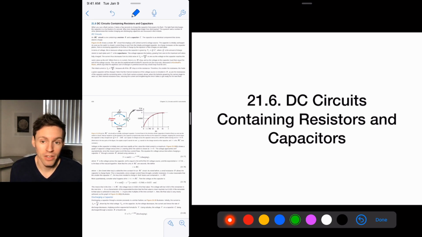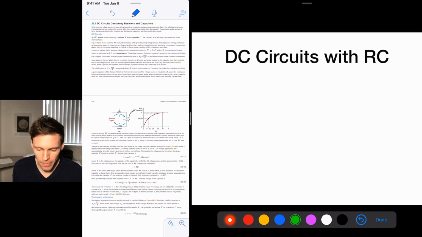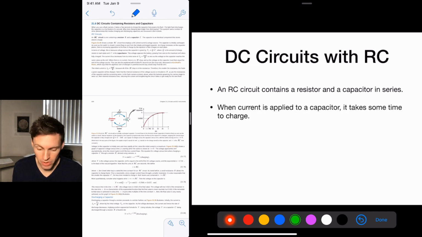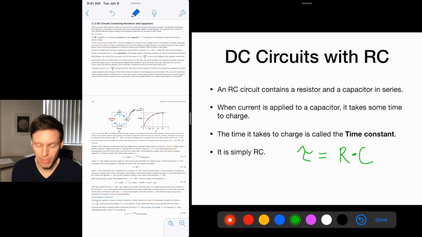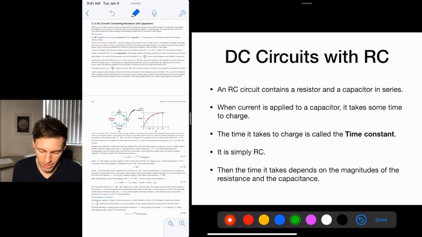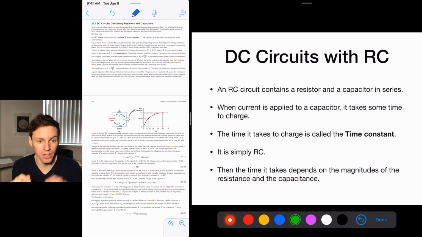Okay, now we'll briefly talk about DC circuits with resistors and capacitors. So remember, AC circuits with resistors and capacitors behave weird, but in a DC circuit, an RC circuit is a circuit with a resistor and a capacitor. They are in series with each other. When you apply a current to the capacitor, it doesn't just immediately kick on, it takes time to charge. The time it takes to charge is related to something called the time constant. The time constant is the variable tau, and it's literally just the resistance of the resistor times the capacitance of the capacitor. Those two values, that's it. So ohms times farads. The time it takes to charge depends on these two values. So depending on which resistor and capacitor you choose, you get a different time constant, and that allows you to calculate different things. That allows you to have your circuit behave differently.